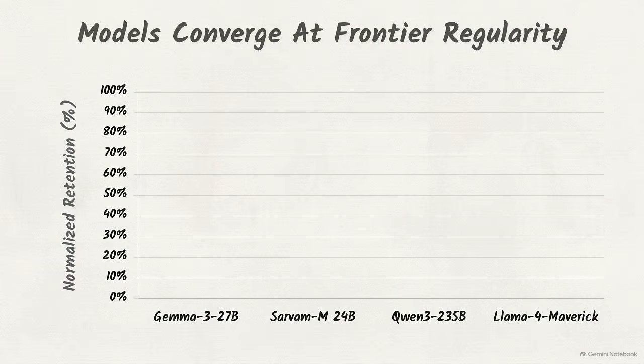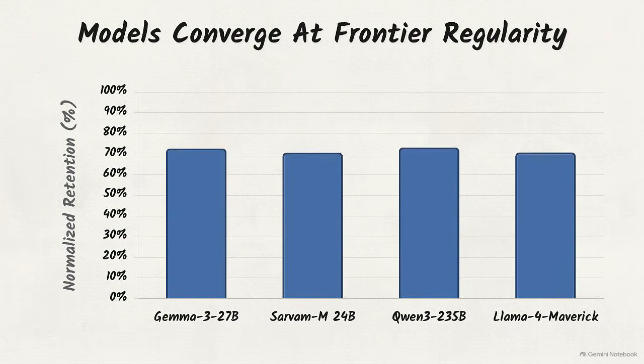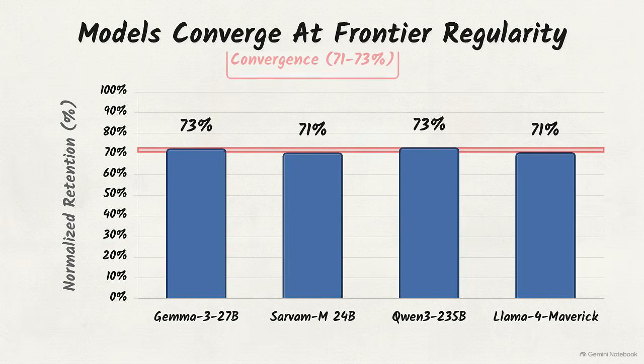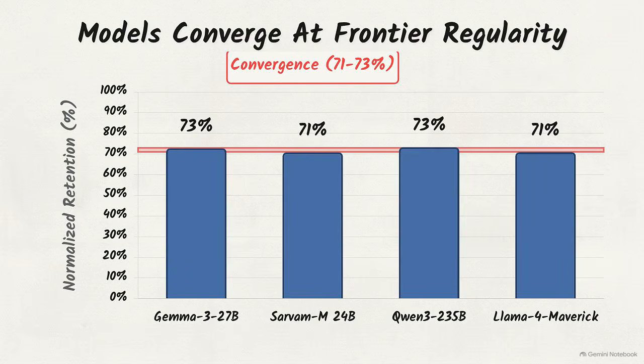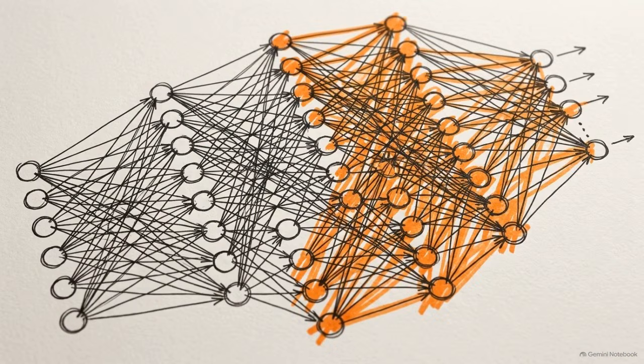This chart displays policy retention across 4 radically different frontier architectures, ranging from dense models to massive mixtures of experts. As you can see, at greedy decoding, they all land exactly within a tight 71 to 73% policy retention band. Despite vast differences in training data and scale, these frontier models uniformly lose between 27 and 29% of their own action policy the moment the language changes.